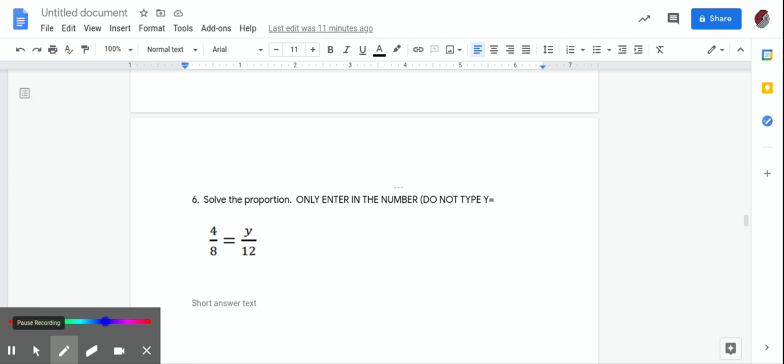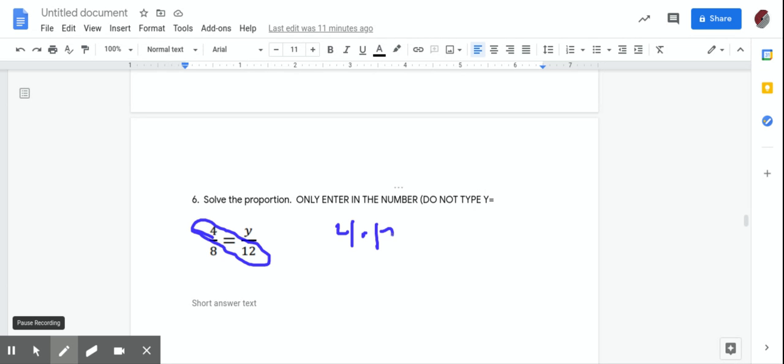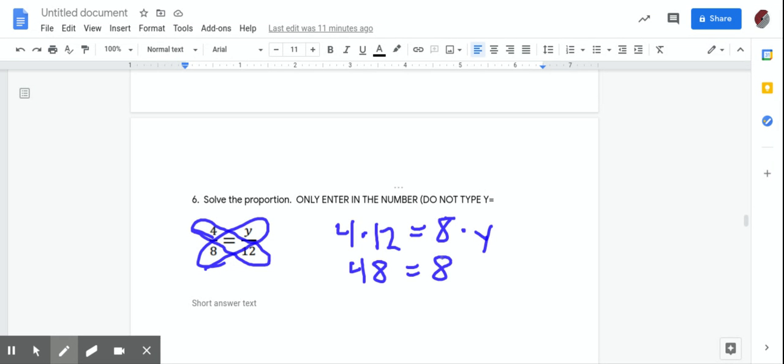Example 6, solve the proportion. So we're going to be solving for y. I'm going to use cross products to solve my problem. I'm going to be multiplying 4 times 12, and I'm going to be multiplying 8 times y. So it equals 8 times y. And so 4 times 12 would give me 48 equals 8y.